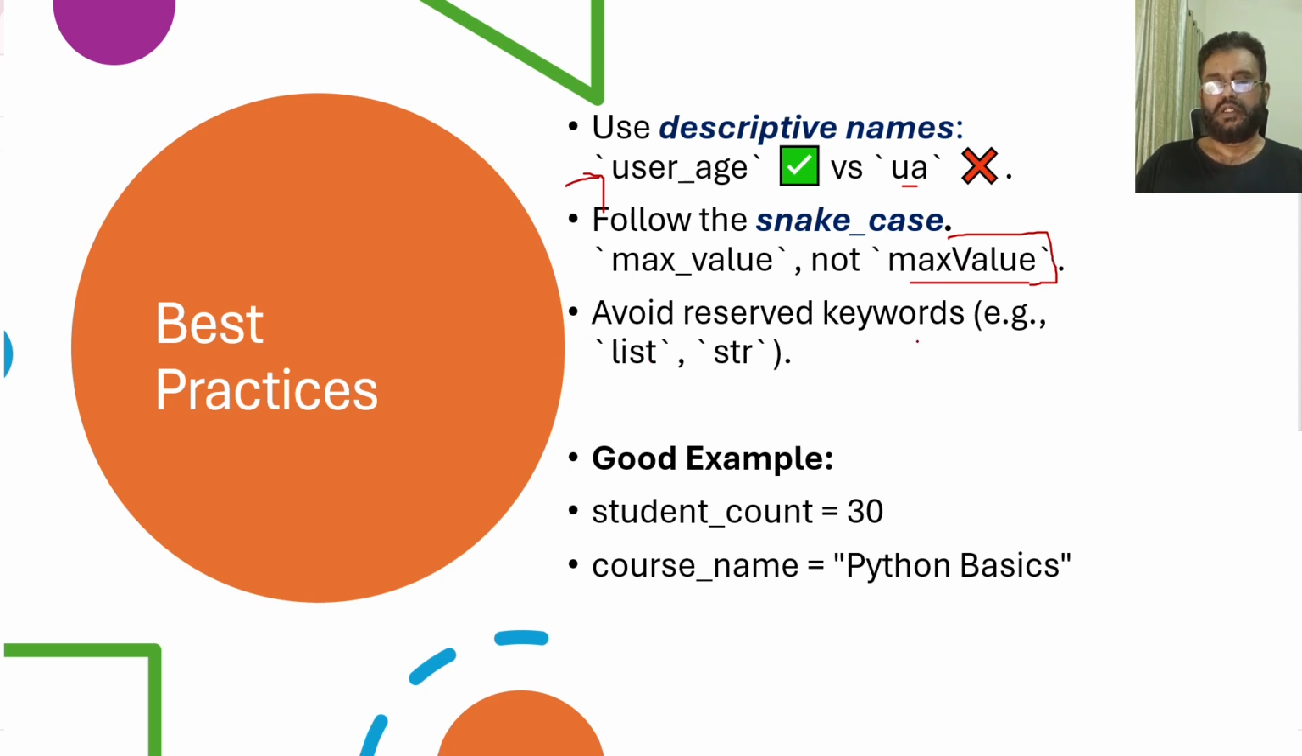So we need to avoid the reserved words of a language, and the same goes with Python. We cannot make use of reserved words which are given by Python to perform specific tasks. So here are a couple of good examples. student_count contains 30, and course_name contains Python_basics.